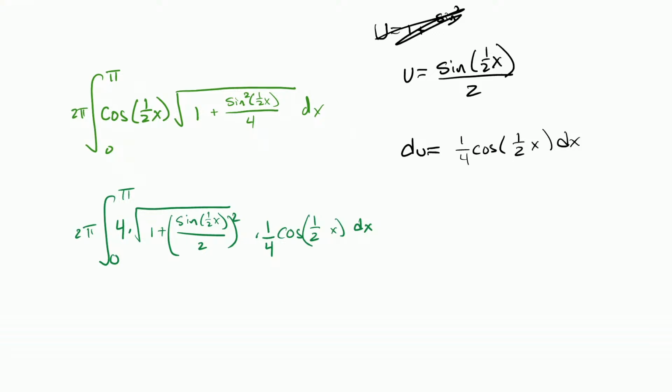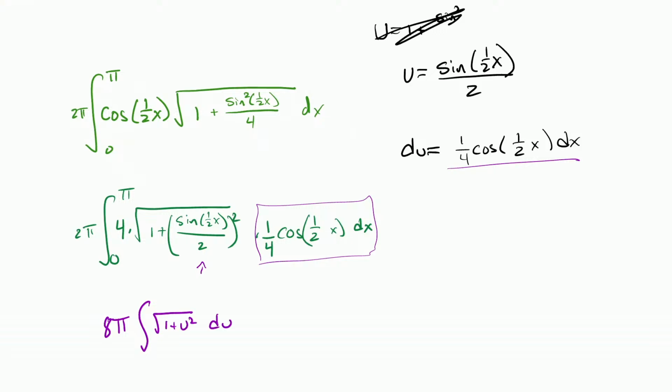Okay, so let's go ahead and make this substitution. You can see here is my du, and I've got u right there, so this becomes 8 pi times the integral of the square root of 1 plus u squared du. I feel like this is one of the standard antiderivatives that might be in the inside cover of the book, but I can't remember it offhand, so I'm going to have to suffer a little bit more.